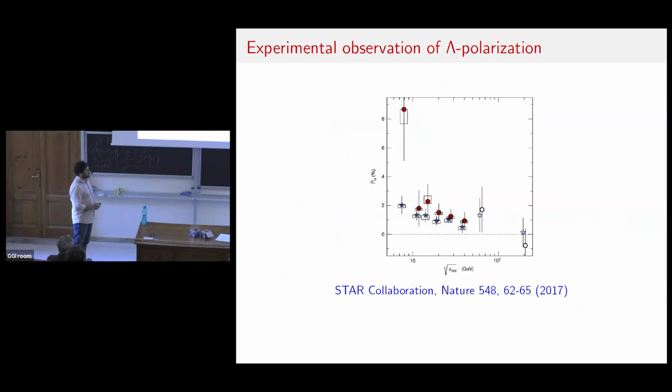Such an effect has indeed been measured by the STAR collaboration and was reported in the year 2017, as shown in this figure. The y-axis is the global spin polarization of lambda hyperons, which is directed opposite to the direction of the system's angular momentum, plotted as a function of collision energy, and the values can be seen to be non-zero. The task for the theorist is to understand and explain these measurements quantitatively.